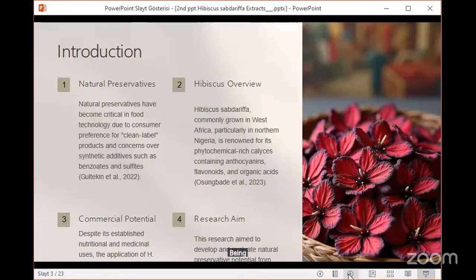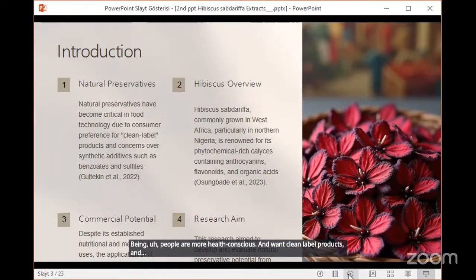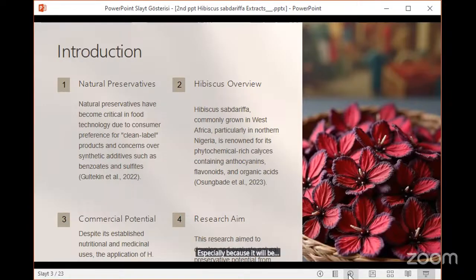People are more health conscious and want clean label products, and there are consistent concerns over synthetic preservatives such as benzoates and sulfites. It seems an interesting use for this plant that we have, especially because it will be cheaper and it is available even in small quantities.